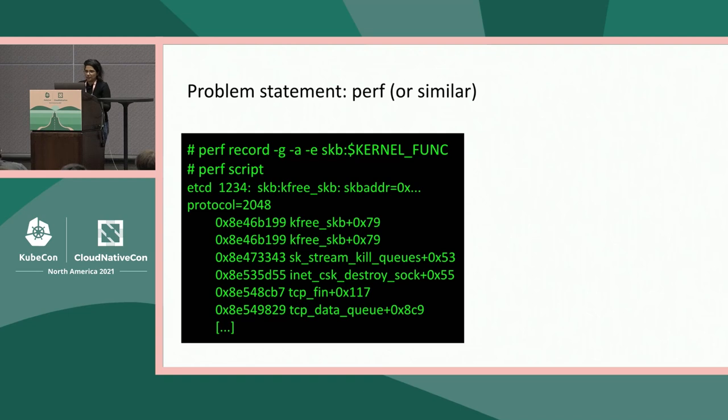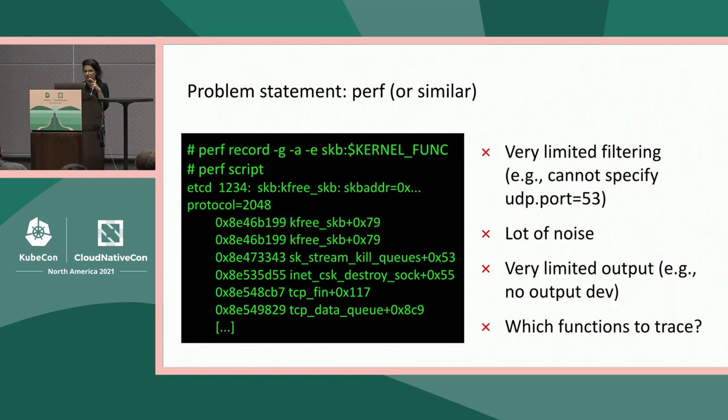As you can see, the output is very limited. It has very limited filtering capabilities. If you're trying to debug a DNS issue, you can't specify, hey, I want to trace all the packets that are going to port 53. There is no information about, for example, source or destination IP addresses or ports. And as I mentioned before, whenever you use perf record, you have to specify which function you're trying to trace calls to, and in many cases you don't have that information when you're starting out with debugging an issue.